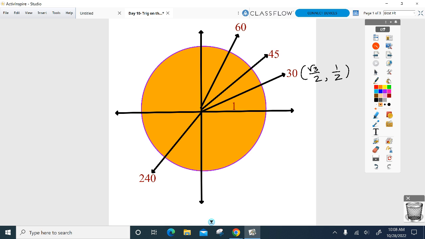And then from here, we should pretty much know the rest. If that's radical 3/2, 1/2, I also know 60 because I do what with this coordinate? Flip it. So 60 now is going to be 1/2, radical 3/2. And 45, same coordinate, which is what? Radical 2/2. Same thing.